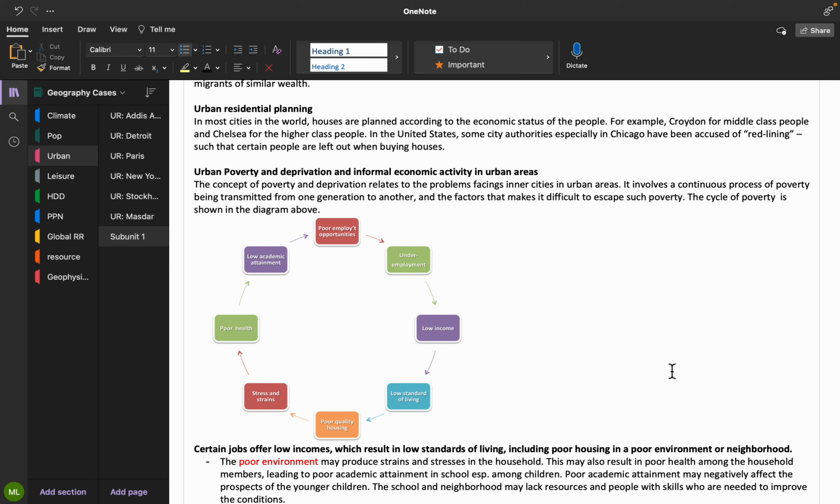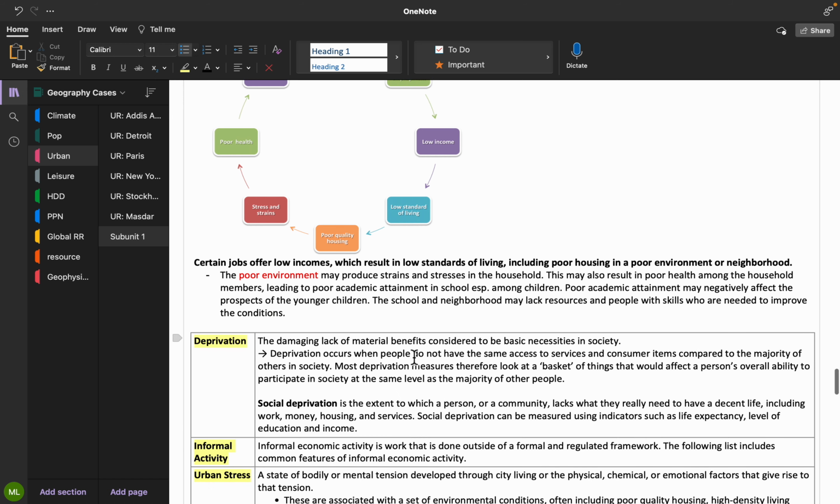So the concept of poverty and deprivation relates to the problems facing inner cities in urban areas. It involves a continuous process of poverty being transmitted from one generation to another. So this is what we call a cycle. And the factors that make it difficult to escape such poverty are shown down below. You can see that it's a cycle. It goes on forever. Someone needs to break it, but it's usually hard.